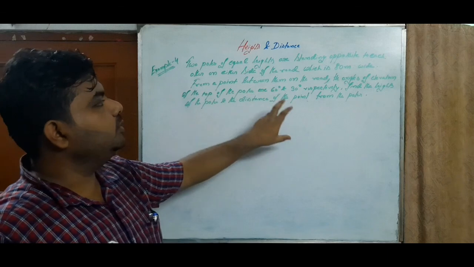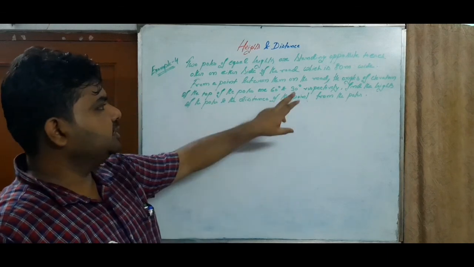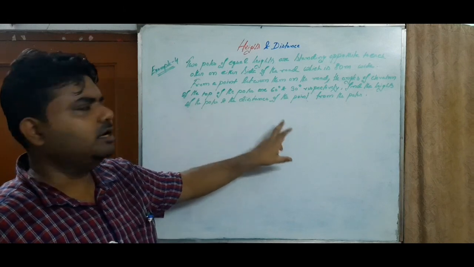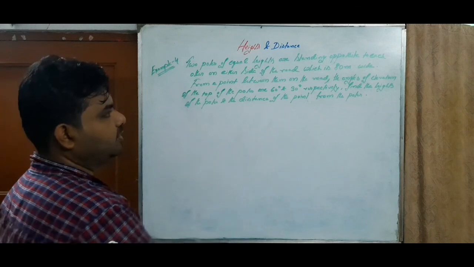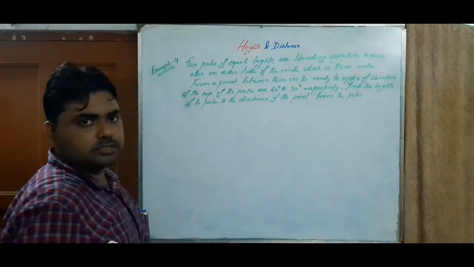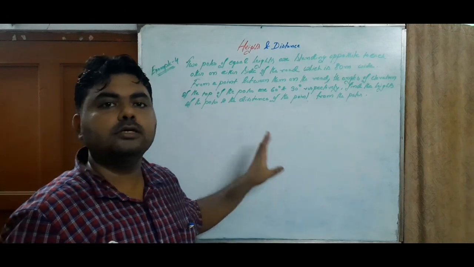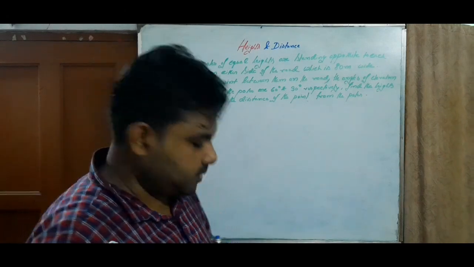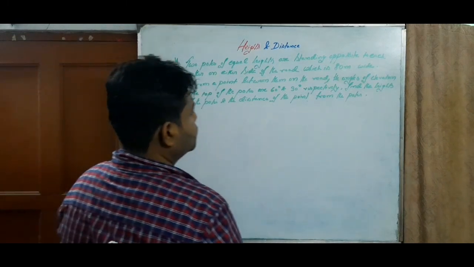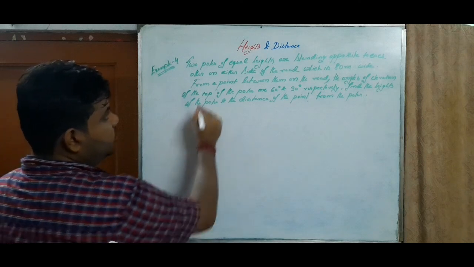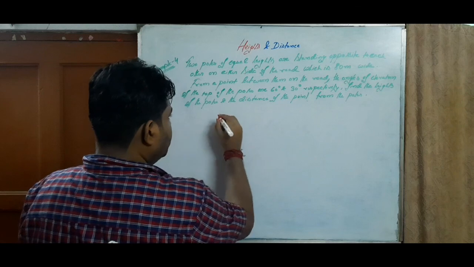From a point between them on the ground, the angles of elevation of the top of the poles are 60 degree and 30 degree respectively. What we have to find out is the individual height of the poles, and the distance of the point from each pole. At first we will see how the diagram goes with this sum. Two poles of equal height. First I have to draw two poles of equal height.